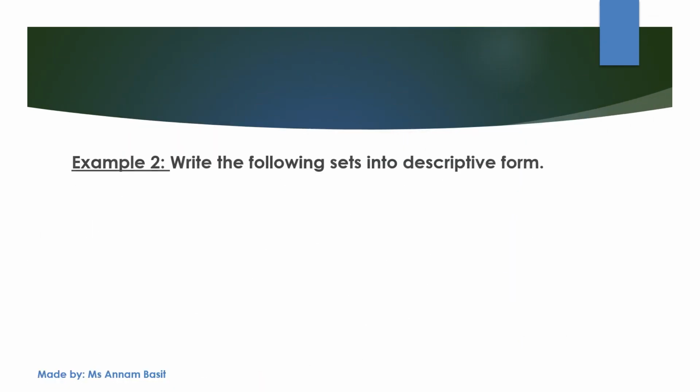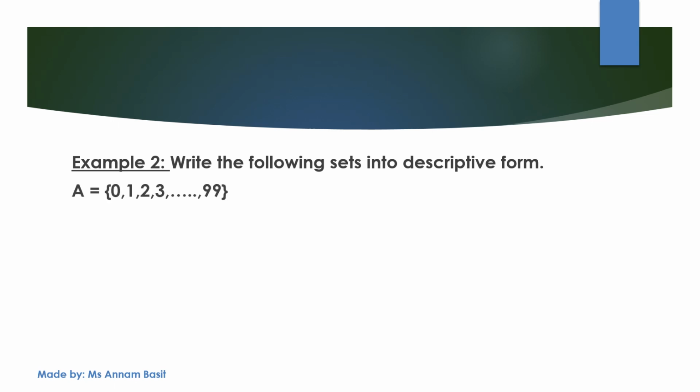Okay. Now look at example number 2. Example number 2 states: write the following sets into descriptive form. In example number 1, we were given the sets in a descriptive form and we had to convert them into a tabular form. Now in this example, we have been given sets in a tabular form, and then we have to write the sentences for them. We have to write the sentences in a descriptive form.